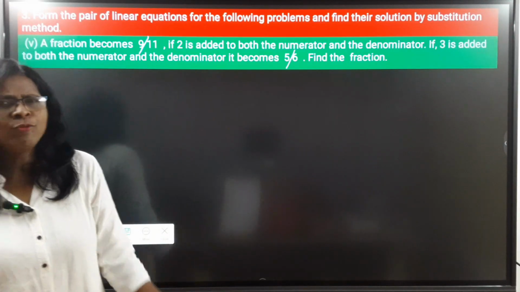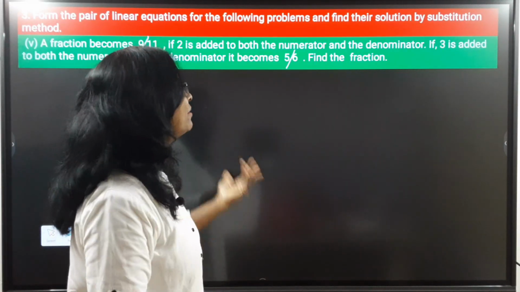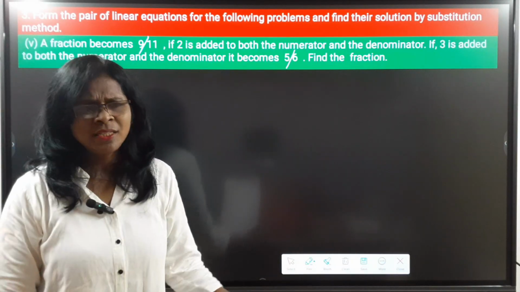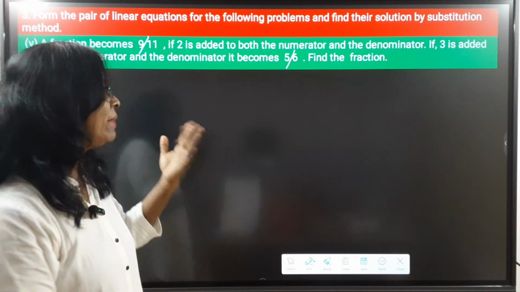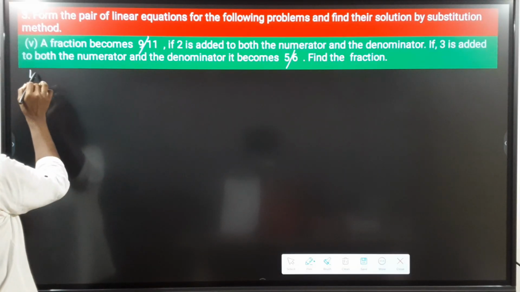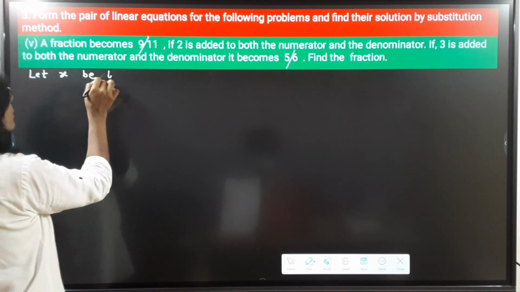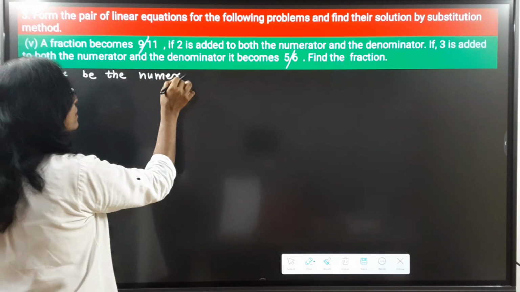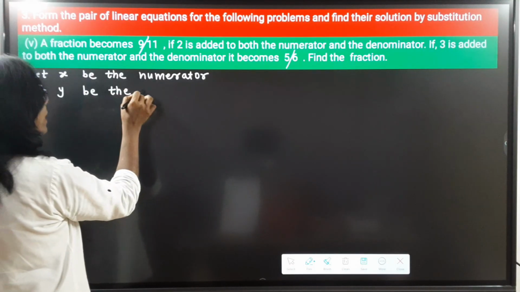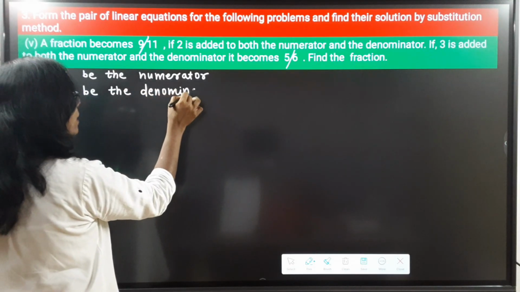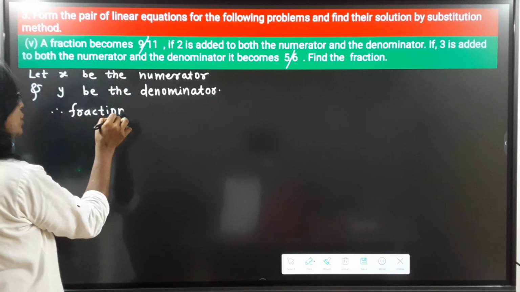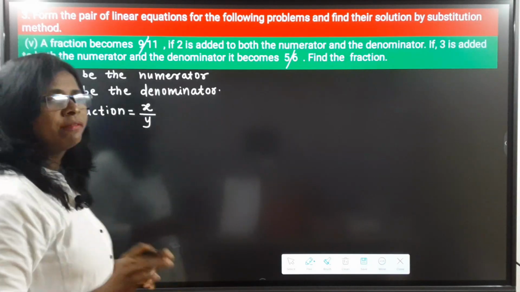Now here, students, we have to solve this example. Here the first part is the assumption. So here we have to find out the fraction. So we say that the fraction is equal to x upon y. That means here we mention which one is the numerator and which one is the denominator. So first I assume that let x be the numerator and y be the denominator. Therefore the fraction becomes x upon y.